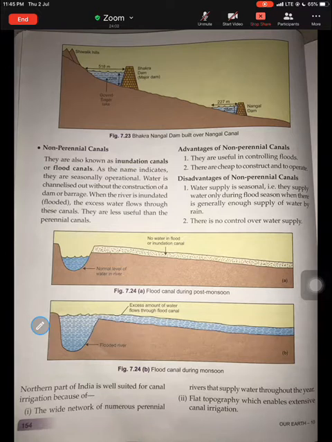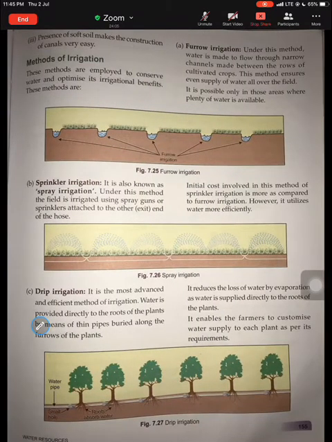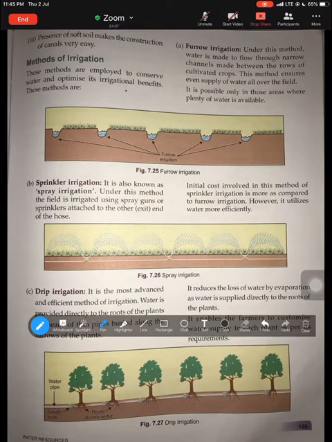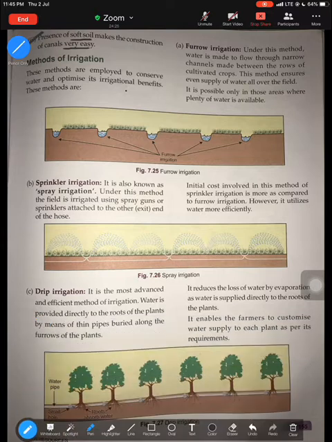Now moving to the next. Third, presence of soft soil makes the construction of canals very easy. So three reasons why canal irrigation is popular in North India: please try to remember all three: because of perennial rivers, because of the topography, and because of the soft soil. Now coming to the last part of this lesson, different methods of irrigation.